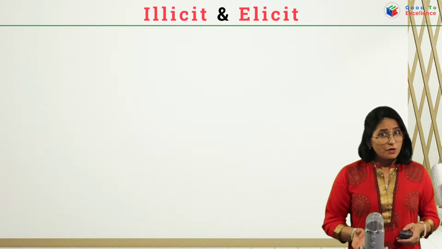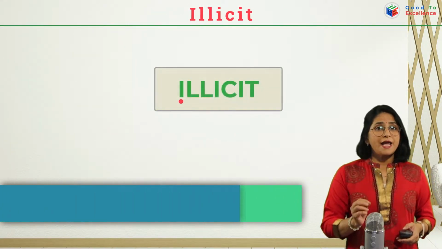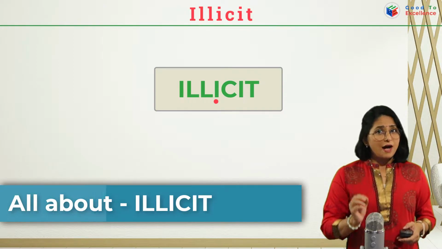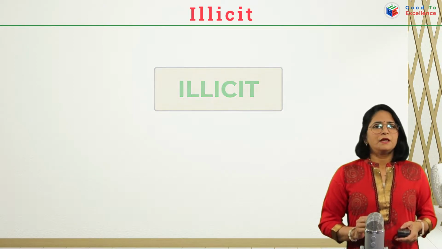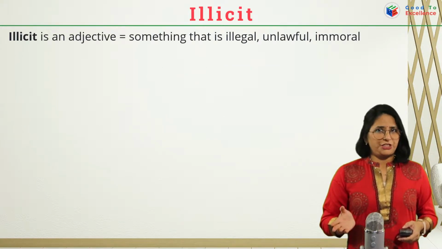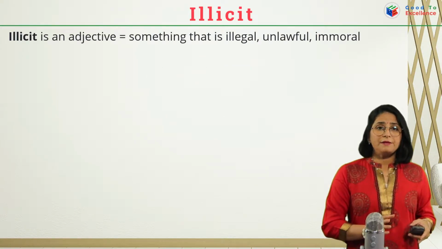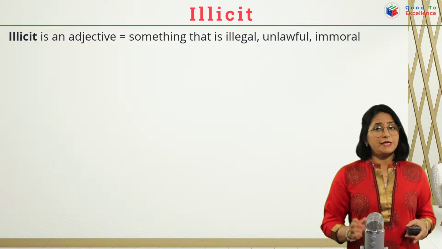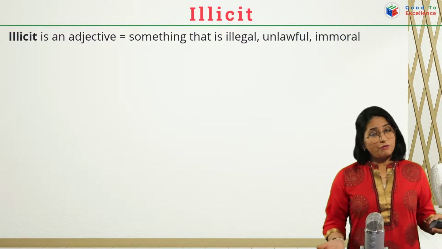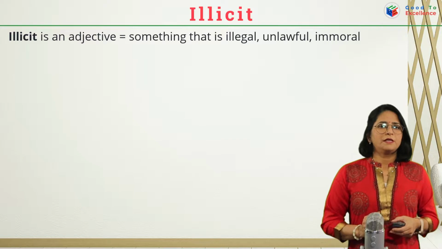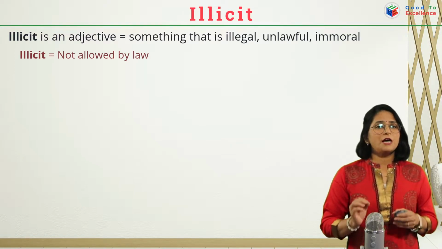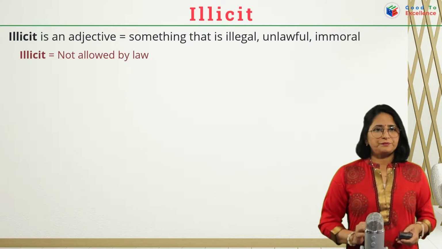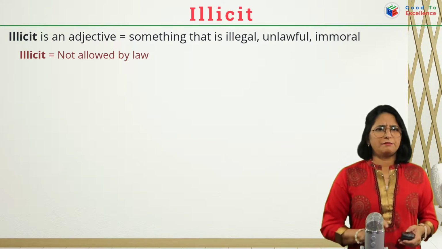So our first word is illicit. Illicit is an adjective. What does that describe? It describes something that is illegal, unlawful, immoral. The dictionary meaning of illicit is not allowed by law. We will see it in examples.